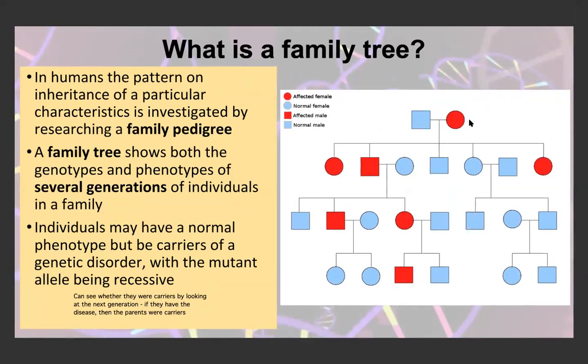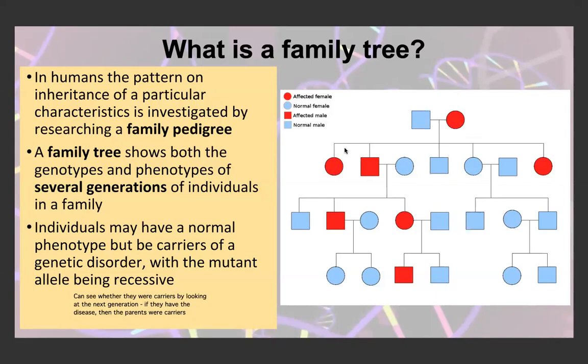So in this case, red is affected and blue is not affected. So if we just start here at the top, these two, the original parents, a female is affected, the male's unaffected. Immediately we can see that this is probably not a sex-linked disease because the female has it. Obviously we know that some females can get some sex-linked diseases, but chances are this would be an autosomal disease.